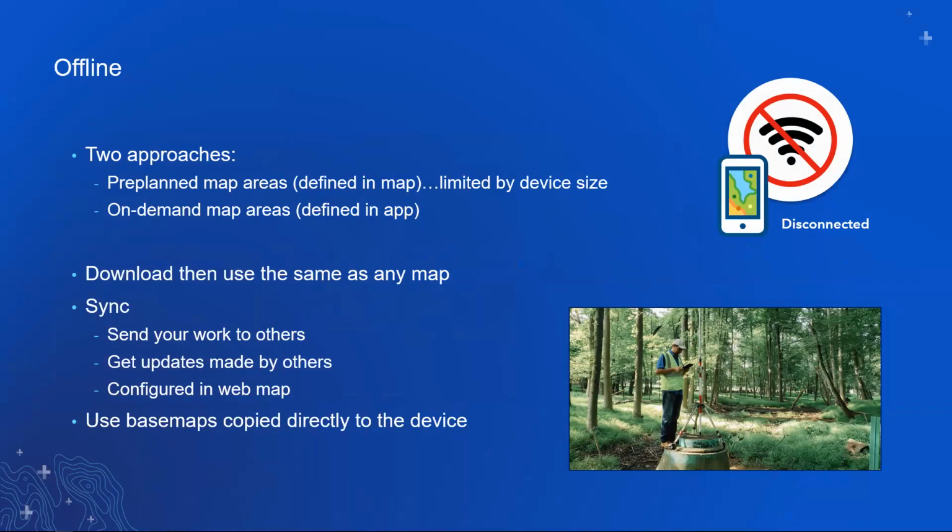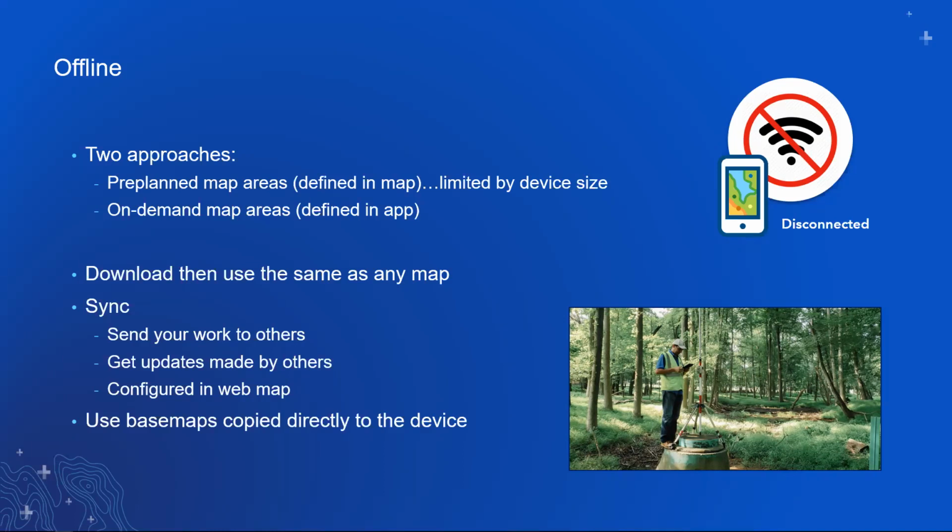The first approach is a pre-planned approach. And what that means is that you would define your area of interest in the office, in the map, and there's no limit to the area of interest that you can define, because the limit is really the size of your device. So if you have enough space on your device, that pre-planned area is going to get stored on that device, and then you can pull it up and start to work with it.